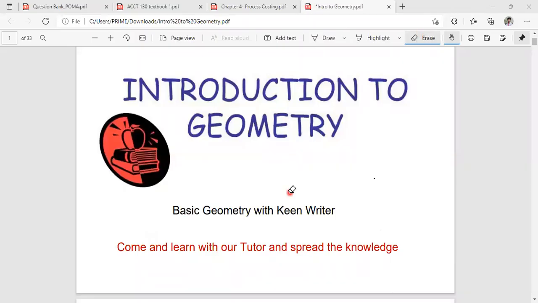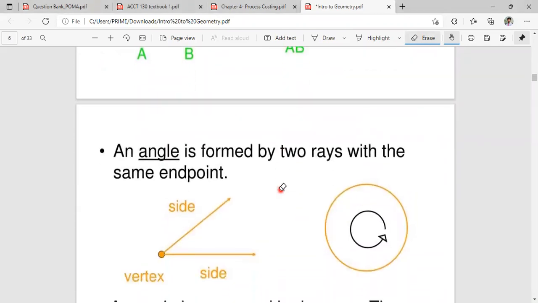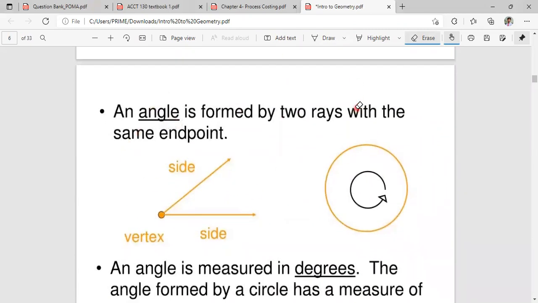Hello guys, I am here for the second lecture of Introduction to Geometry. In the first lecture we studied the different basic concepts of geometry, and in this lecture we are going to start from the angle.